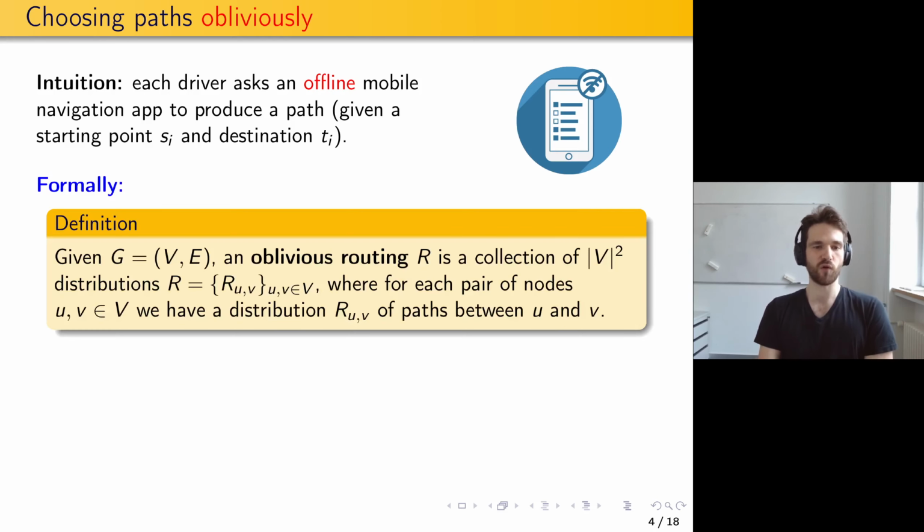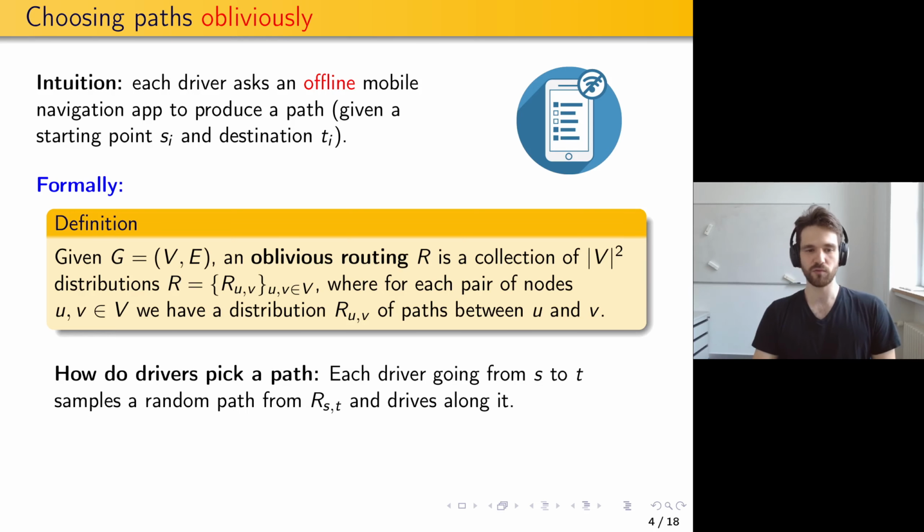Okay, so formally, what does this mean? I'm going to define for you the notion of oblivious routing, because this kind of oblivious choosing of paths is very often called an oblivious routing. So when you're given a graph G, an oblivious routing R is a collection of V-squared distributions R_UV. Basically, for every pair of nodes U and V, you have a distribution of paths R_UV between U and V. So for every two nodes, you have a distribution of paths between those two nodes. That's an oblivious routing.